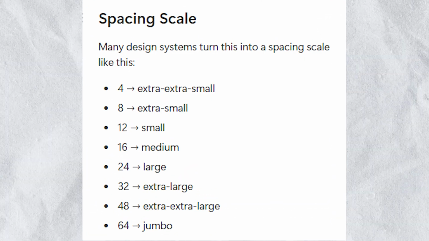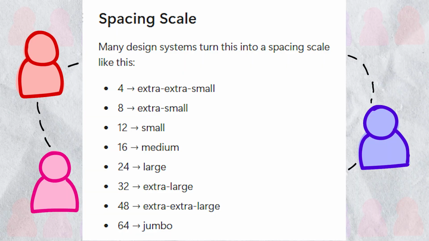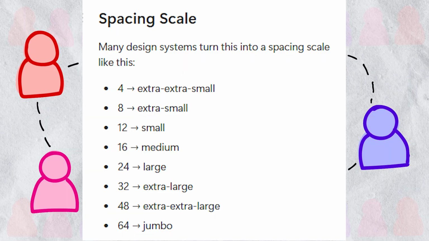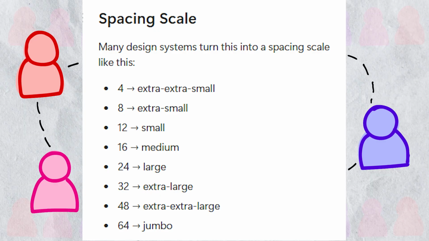Instead of random numbers, you'll name your number system gaps and you'll use them accordingly. This will make communication between designers and developers much smoother, especially when you're talking about really specific values on really specific parts of a screen.